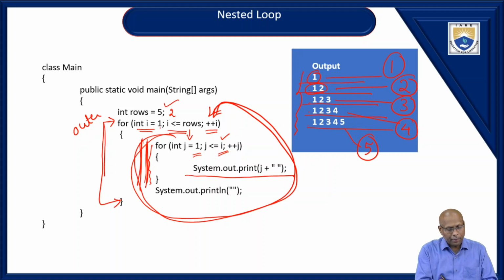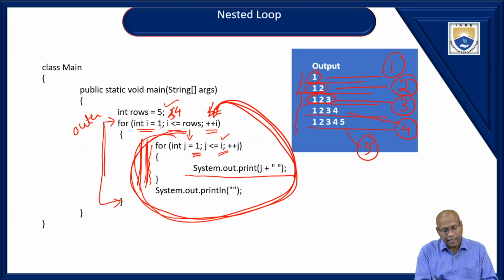Then again i plus plus, i becomes 3. 3 is less than 5? Yes. Again start from 1, so 1, 2, 3. After printing 3 times, again the loop goes out. i becomes 4. 4 is less than or equal to 5? Yes, it comes inside. Again this inner loop repeats 4 times, starting printing from 1.